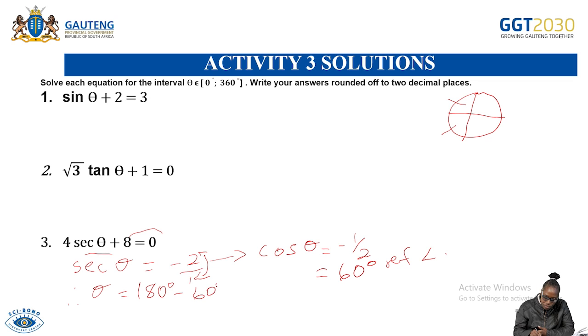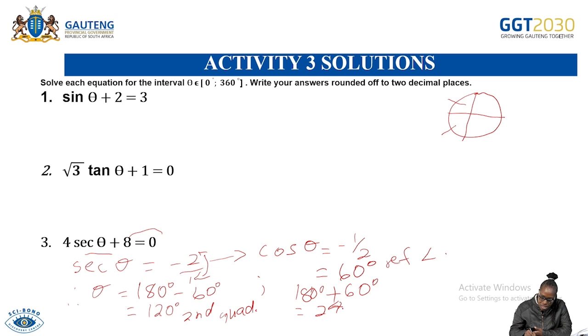minus 60, and that gives you 120 degrees. That is your first solution, on the second quadrant. And on the third quadrant, you are going to say 180 plus your reference angle, plus 60, which gives you 240 degrees. That is on the third quadrant. That's where the next solution is.